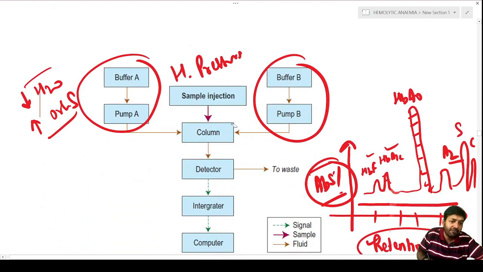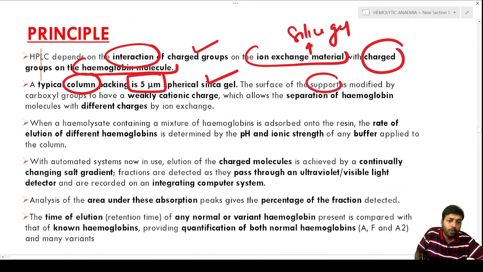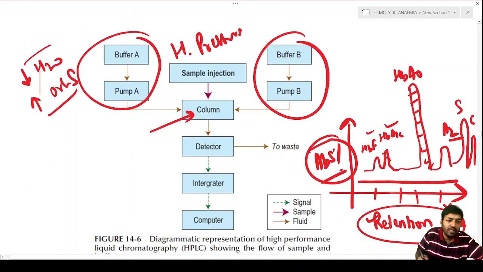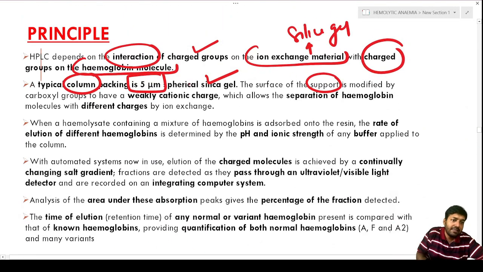This is the stationary phase that I was talking about, wherein the silica gel is applied. Okay, this is the column. So the surface of the support, now remember, this silica gel always initially has a very weak positive charge, and normal hemoglobin usually has a slight negative charge. Because we are applying a certain weak cationic charge, it allows the separation of hemoglobin molecules with different charges by means of ion exchange.